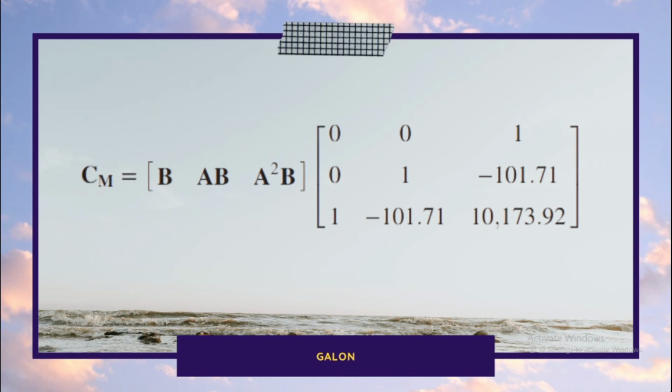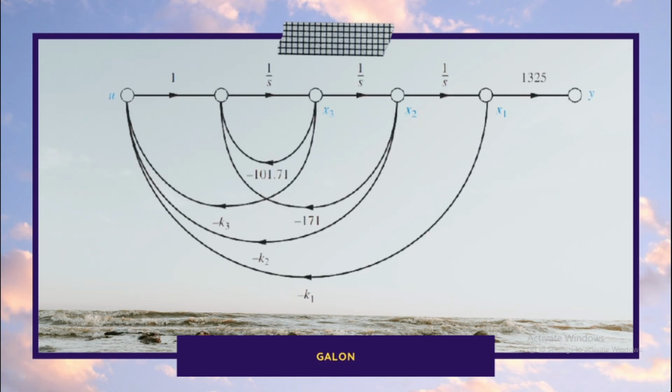We will now proceed to evaluate the controllability of the system using the controllability matrix C_M, which is shown below. As we can see, the determinant of C_M is -1. Therefore, the system is controllable. The plant with state variable feedback for controller design is shown.